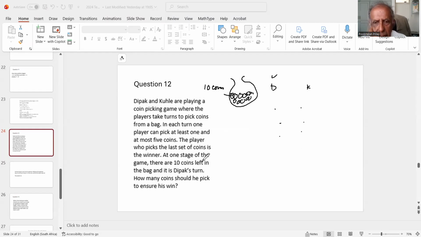The player who plays last wins, right? So you can't leave Kushla with 5, because then Kushla will pick the whole 5. He's allowed to pick 5, and he picked the last. So 5 is wrong, right? So you can leave Kushla with 4.